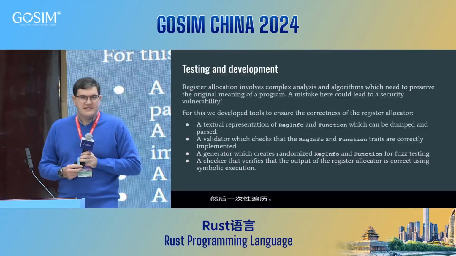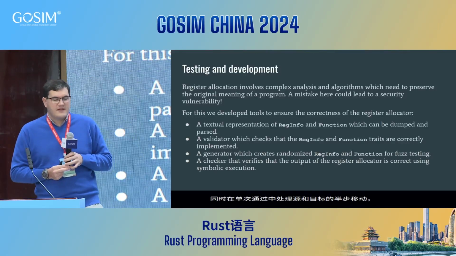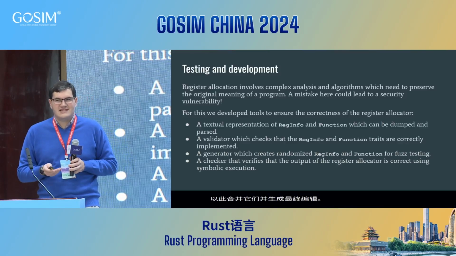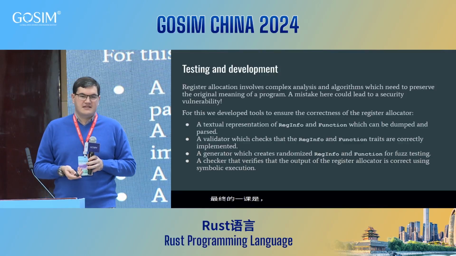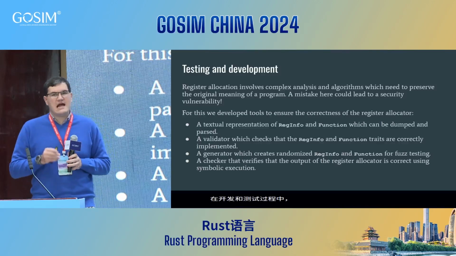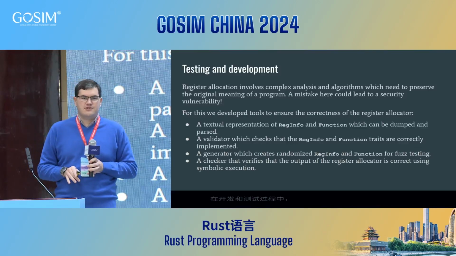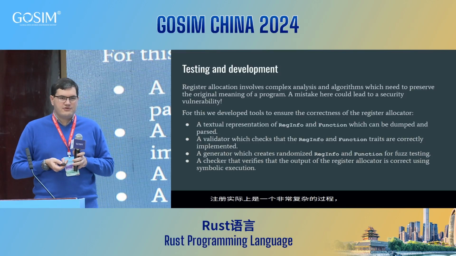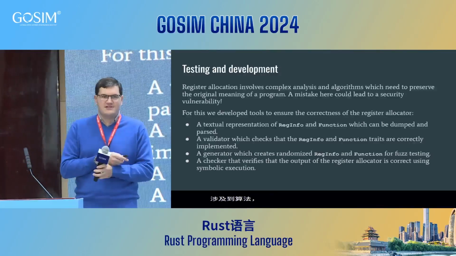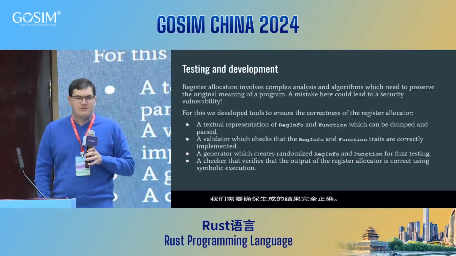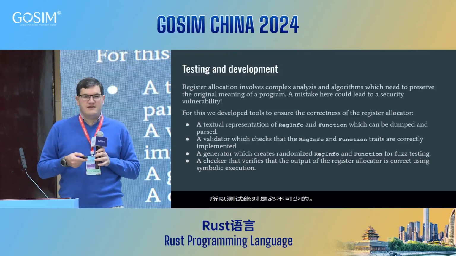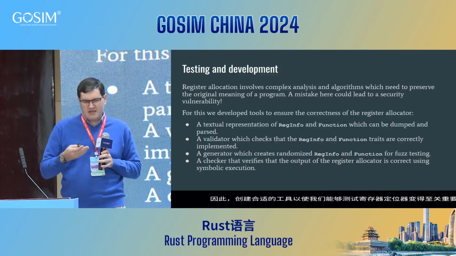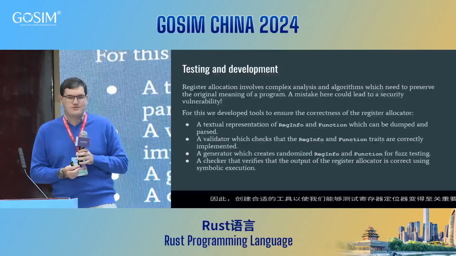The final lesson is in testing in development. Register allocation is a very complex algorithm, and we need to be absolutely sure that we generate correct results. So testing is absolutely essential. So it was very important to create the right tools to enable us to test the register allocator. In particular, we have a text representation of the reg info and function traits, which can be dumped and which can be parsed. This is great for small test cases.